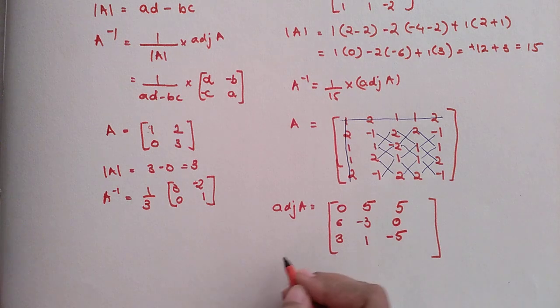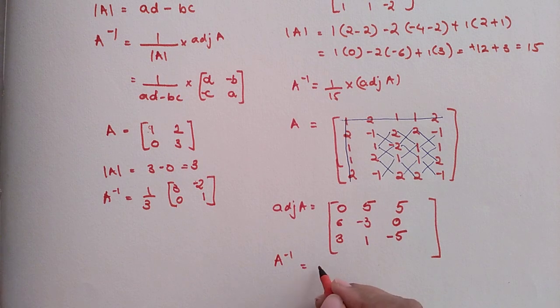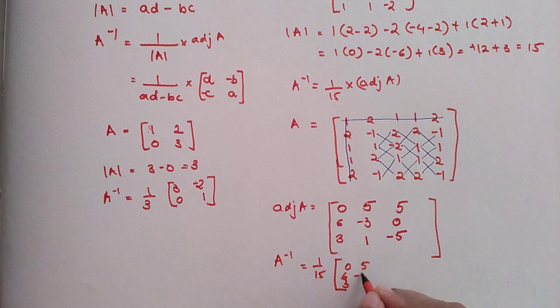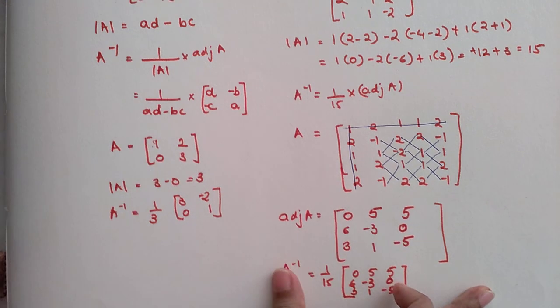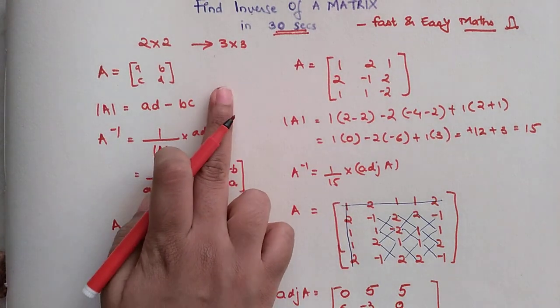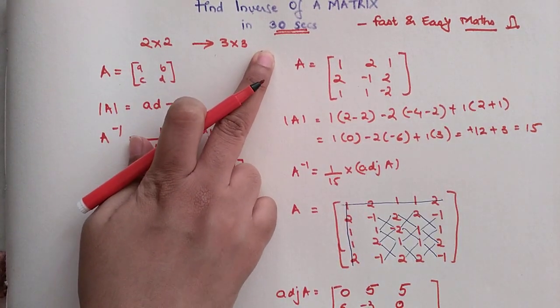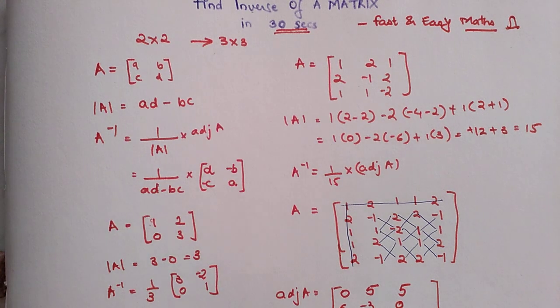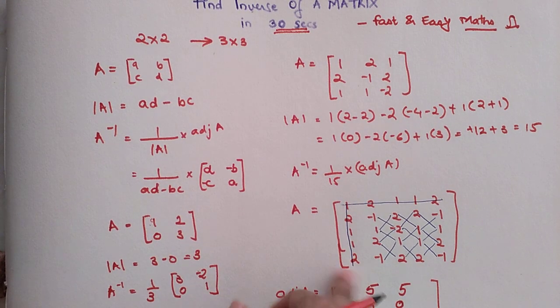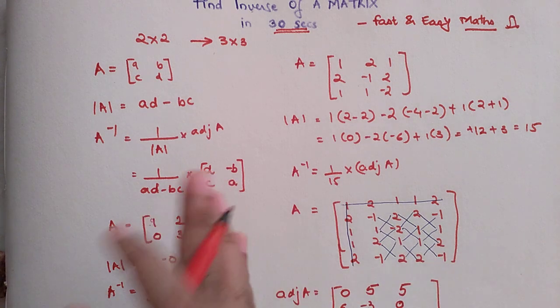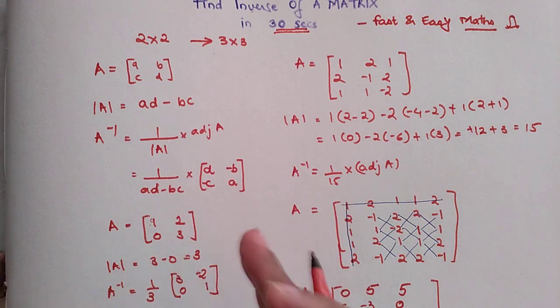So I can say A inverse is equal to 1 upon 15 into 0 6 3, 5 minus 3 1, 5 0 minus 5. So here you saw that we can find the inverse of a 3 by 3 matrix in a matter of 30 seconds, provided you practice this method. I'm sure students, you must have now realized that this method is way easier than the method of finding the cofactor and adjoint and so on.